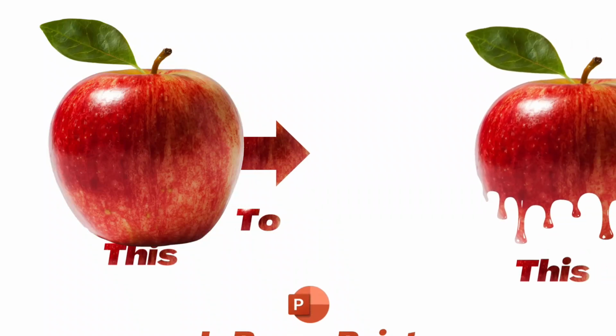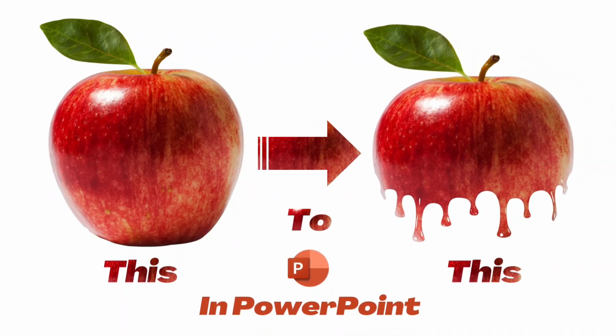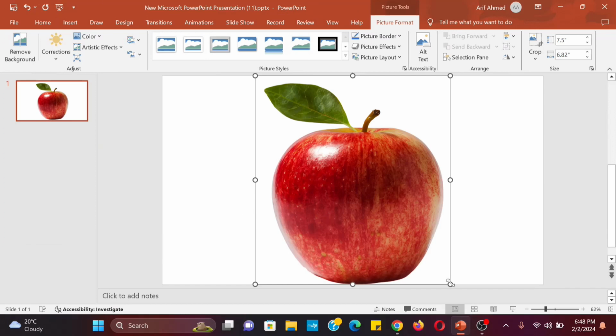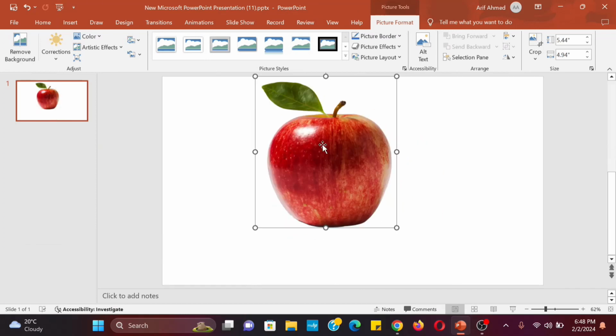Hello guys. Today we see how to apply a ripple effect on an image. Let's get started. First, insert a picture. Resize the picture and change its position.